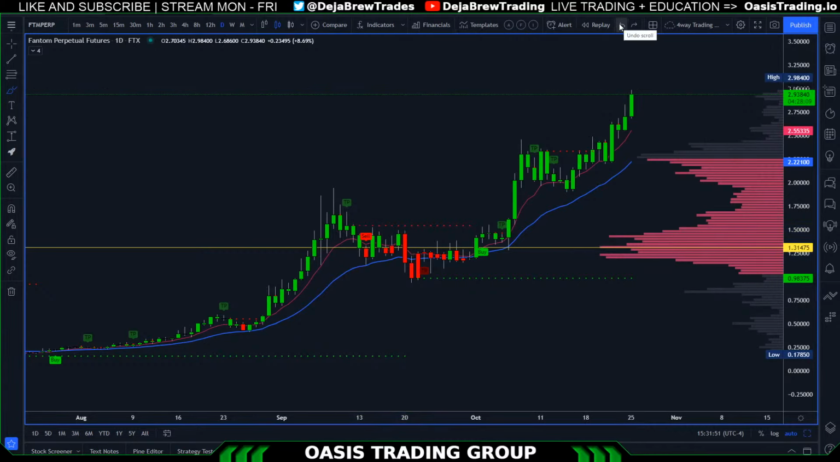So understand that it's a trend bot, not a range bot. Okay, it is not a scalping bot. Scalping bots will do better in ranges than trend bots will. Okay.